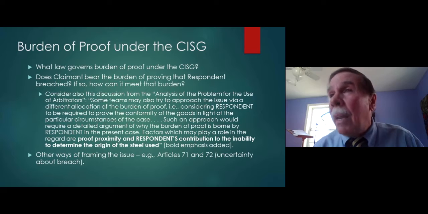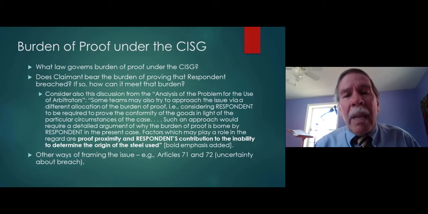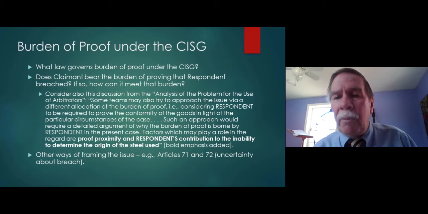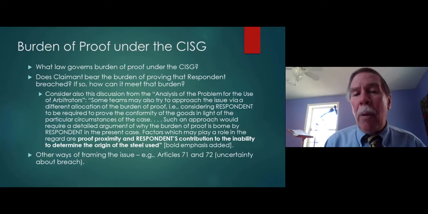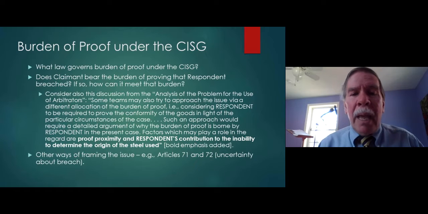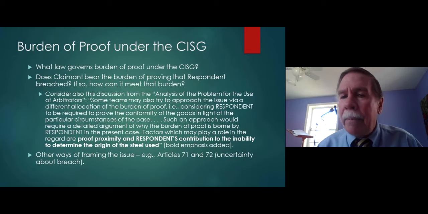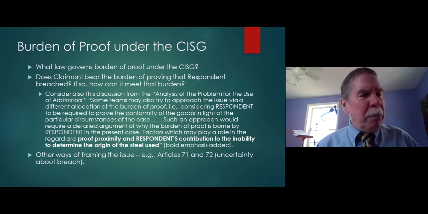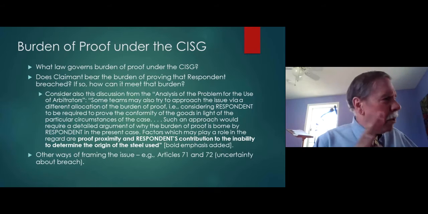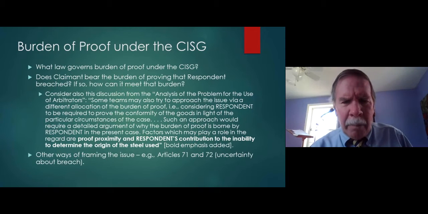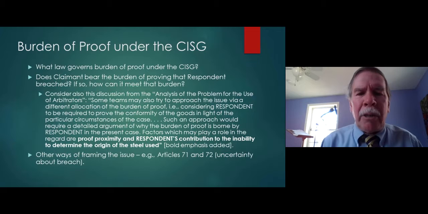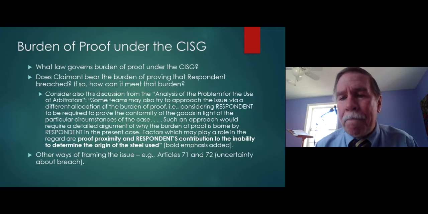Consider this discussion from the analysis of the problem for the use of arbitrators. Some teams may also try to approach the issue via different allocation of the burden of proof, i.e. considering respondent to be required to prove the conformity of the goods in light of the particular circumstances of the case. Such an approach would require a detailed argument of why the burden of proof is borne by respondent in the present case, as opposed to usual claimant would have to bear it. Factors which may play a role in this regard are proof proximity and respondent's contribution to the inability to determine the origin of the steel used.